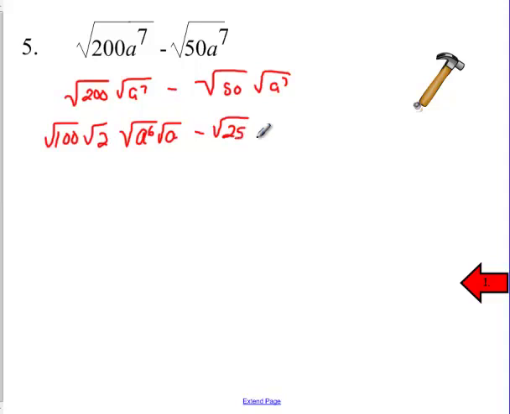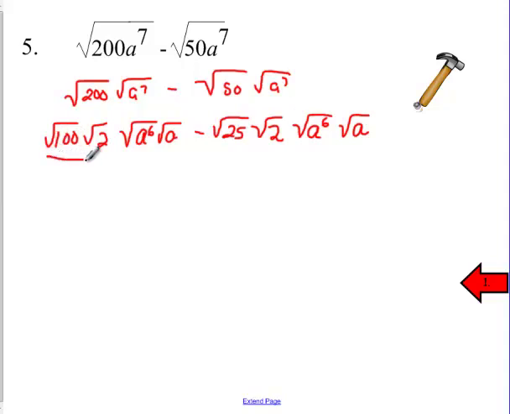50 is 25 and 2. And a to the 7th, I'll take out a to the 6th because that's even, and we know 2 can go into 6 3 times. And then there's a radical a. All right, back to the beginning.